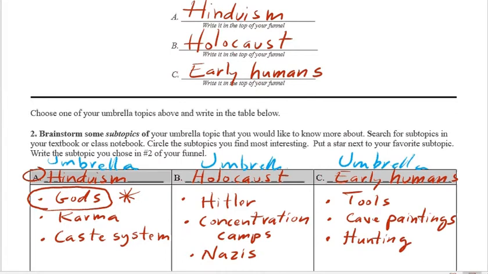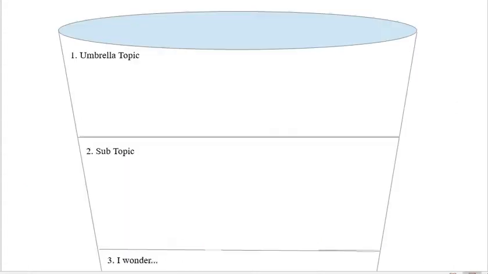All right, let's see here. Next, you've got what's called a funnel graphic organizer. This will help to get your research question down. So the umbrella topic I chose, and again, yours might be different, hopefully it is, I chose Hinduism. And then for my subtopic, I chose gods. So again, my focus is going to be the gods of Hinduism.